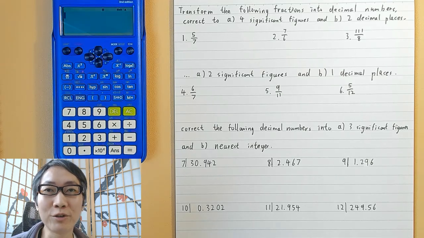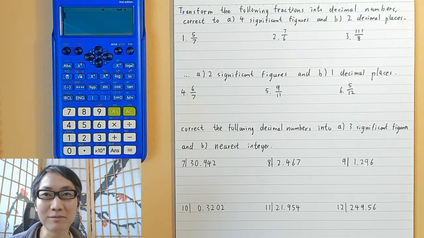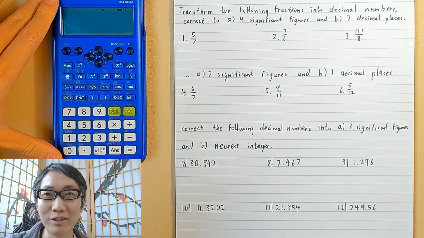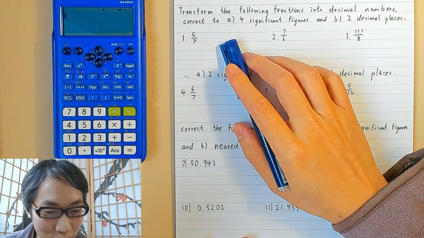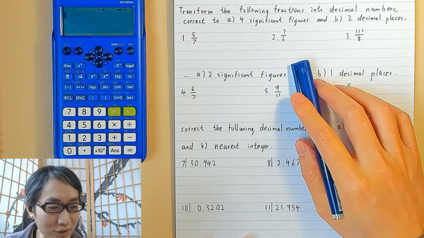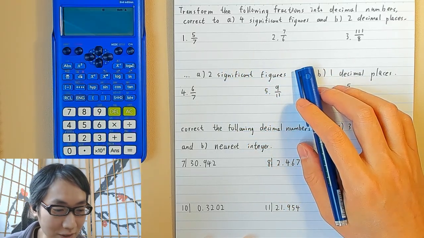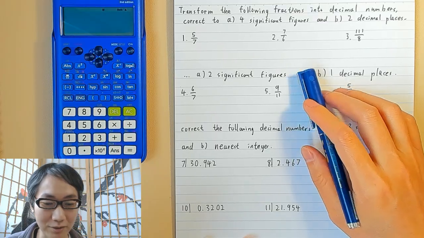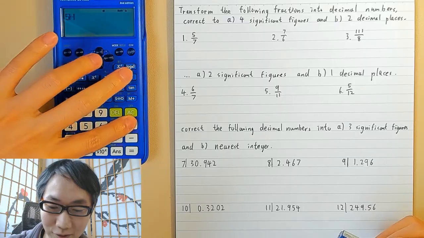This is a tutorial for approximation. Let's start. You can see the calculator here, so we can use a calculator for this tutorial. Transform the fractions into decimal numbers, correct to 4 significant figures and 2 decimal places. In a situation like this, just use a calculator.